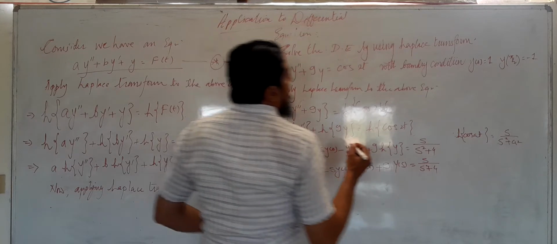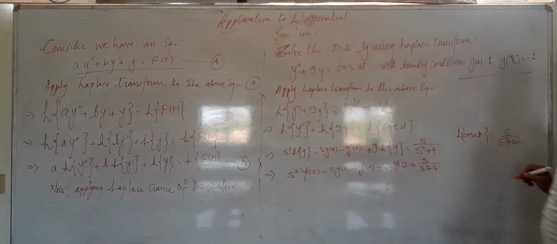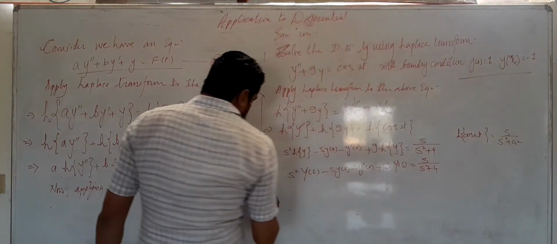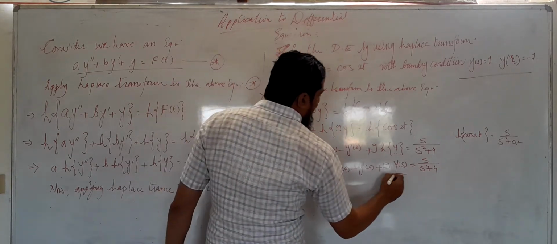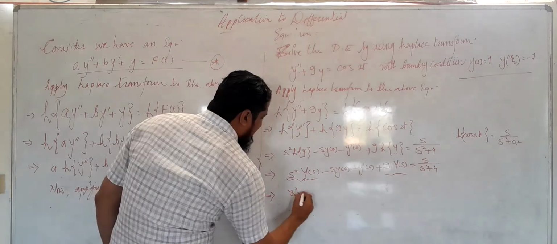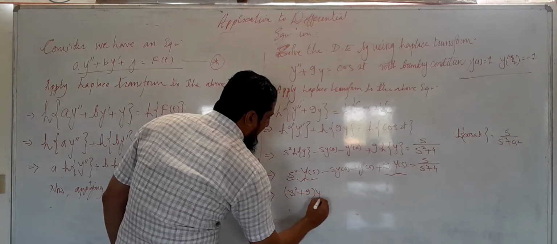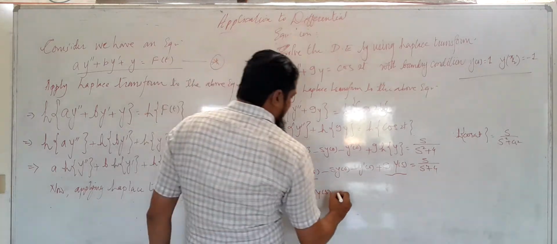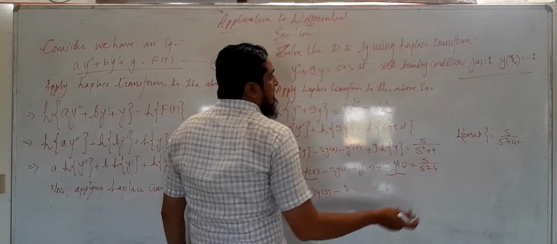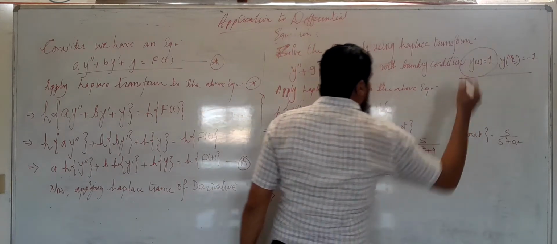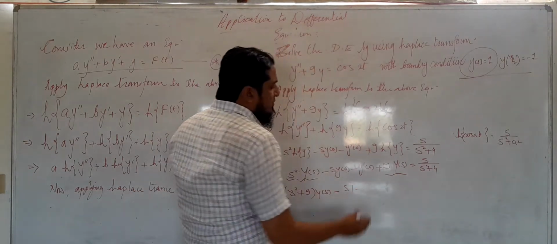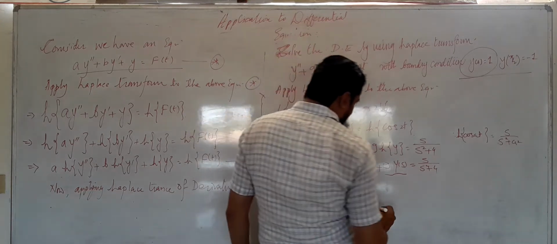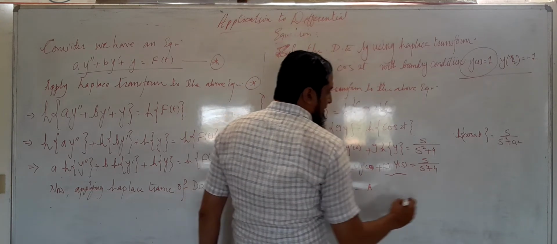We have boundary conditions y of 0 is equal to 1 and y of pi by 2 is equal to minus 1. So we can write (s square plus 9) Y(s) is equal to Y(s) minus s, with the value of y of 0 equal to 1. So we can write it as 1. Y dash of 0 is not given, so consider it as a.